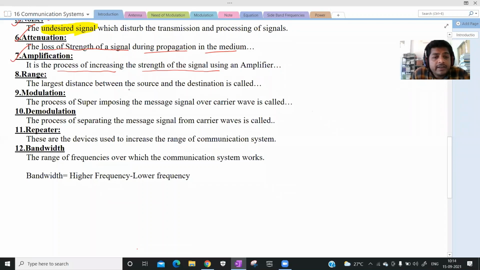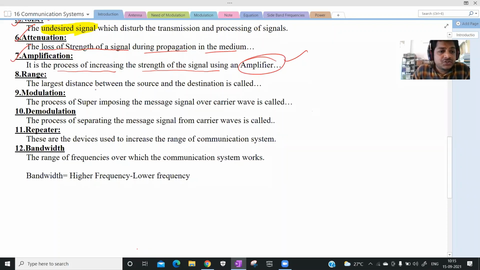The process of increasing the strength of the signal is called amplification. And the device which is used to increase the strength of the signal is called an amplifier. This is called amplification and amplifier.